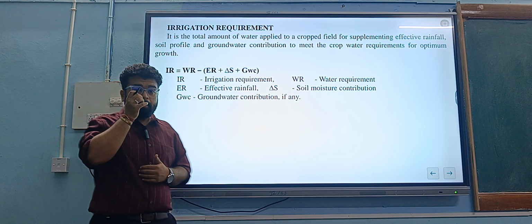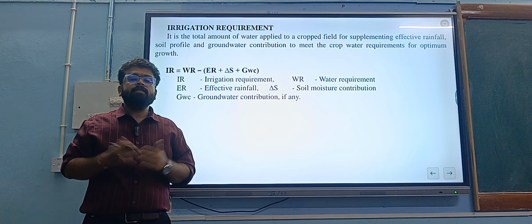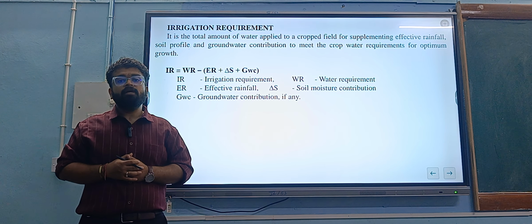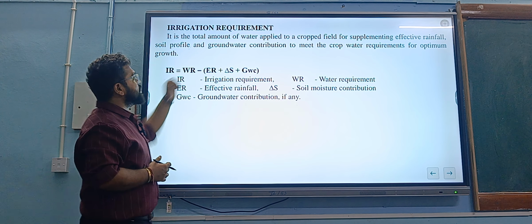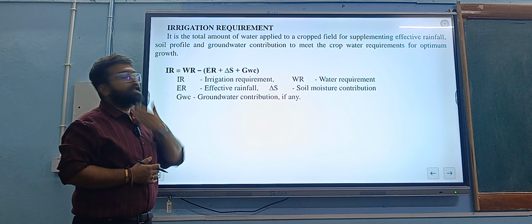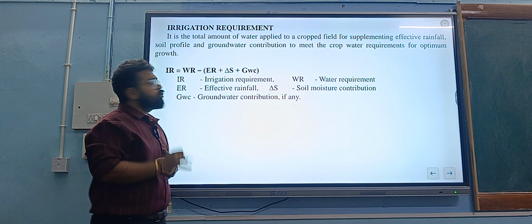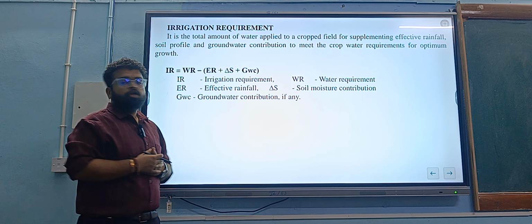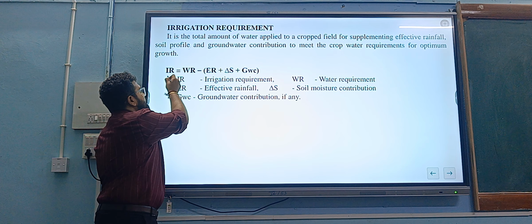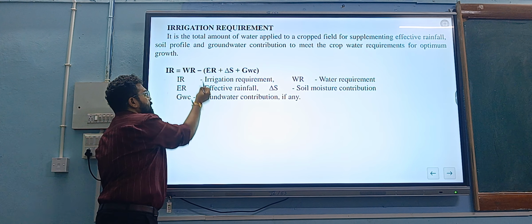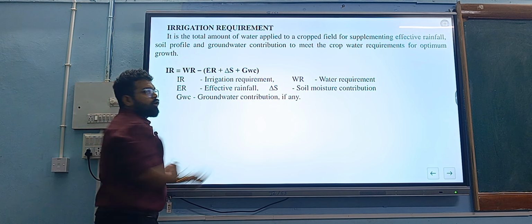What is irrigation requirement? It refers to the amount of water that is required to bring the soil condition to the field capacity to meet the crop water requirement. So we call it irrigation requirement. It is the amount of water applied in the field by supplementing the effective rainfall, soil water contribution, and groundwater contribution to meet the crop water requirement. The formula is: irrigation requirement equals water requirement minus effective rainfall, the soil contribution and the groundwater contribution.